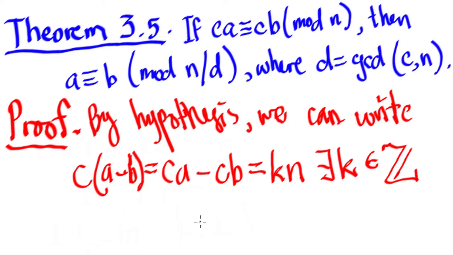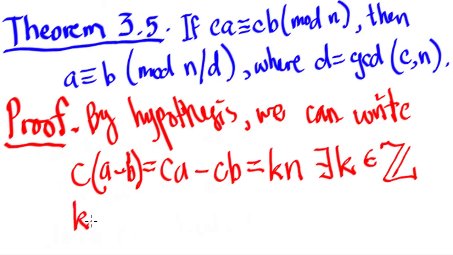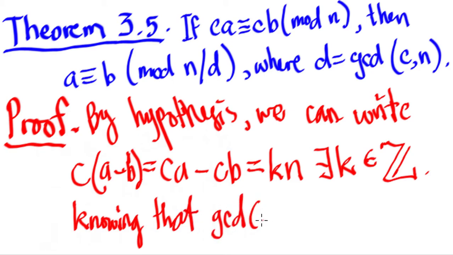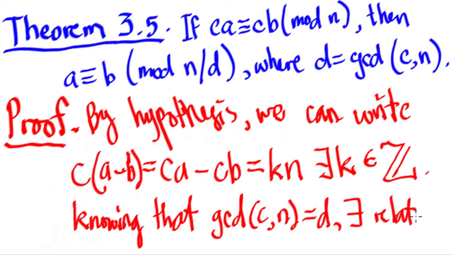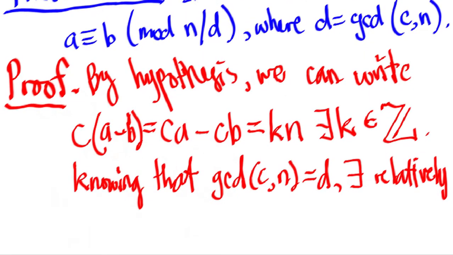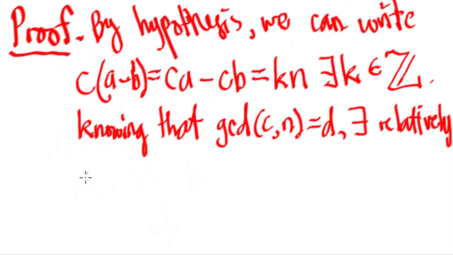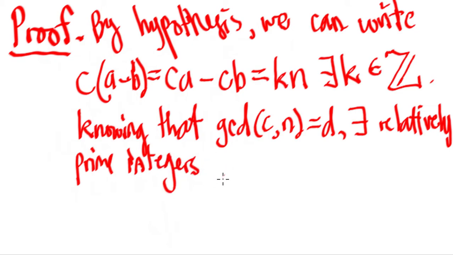Okay, so far, so good. Knowing that the greatest common divisor of c and n is equal to d, which is stated here in the theorem, there must exist some relatively prime integers, coprime integers, meaning their GCD is 1. The integers r and s satisfying this.